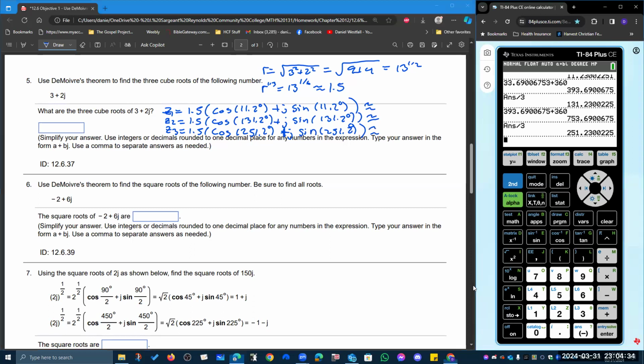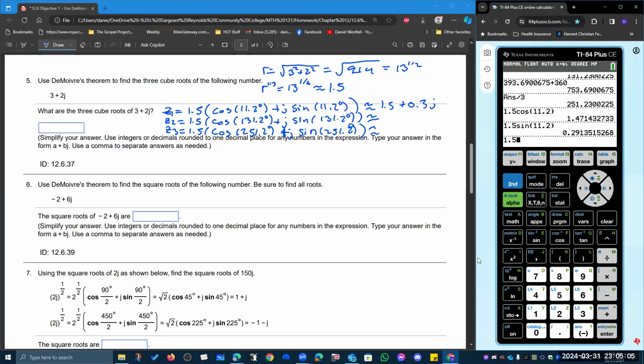So I need 1.5 cosine of 11.2, which is 1.5, then 1.5 sine of 11.2 is plus 0.3 j.